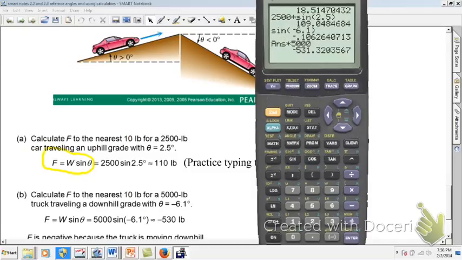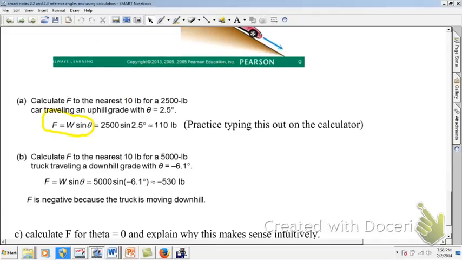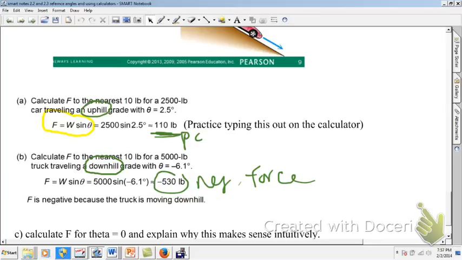So I get this negative 530 pounds, and you say, why is the force negative? So that actually makes sense then, that the force is negative because it's moving downhill. So those are just things that you can think about before we head deeply into like a physics chapter. So you're associating, okay, downhill, negative force. Whereas this one was uphill, positive force.